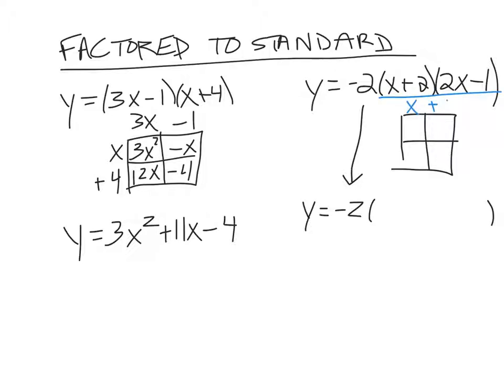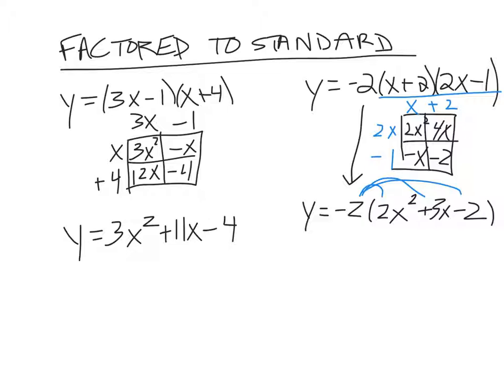x plus 2, 2x minus 1. So 2x squared, 4x, negative x, negative 2, and I put that in my parentheses I have already down here. 2x squared, 4x minus x is 3x, minus 2. And now my last step is to distribute my negative 2 that I have in front.